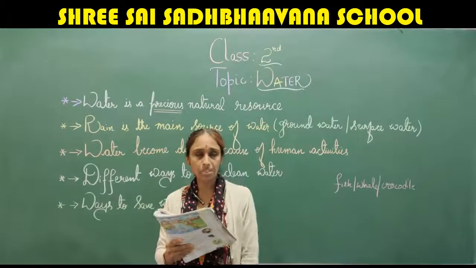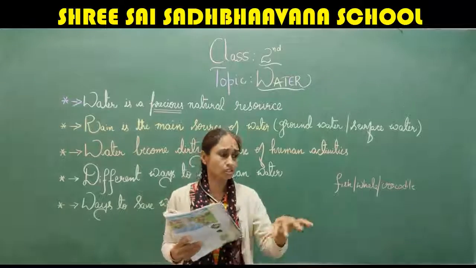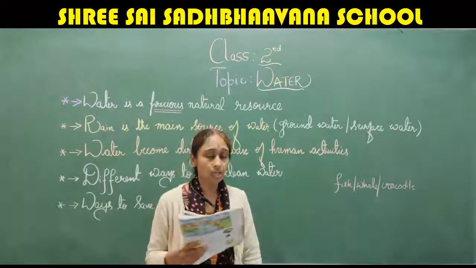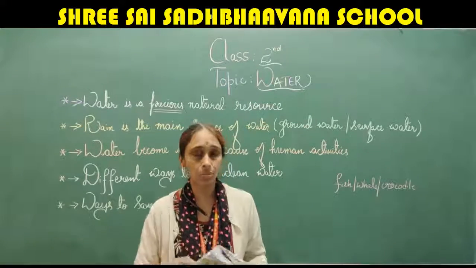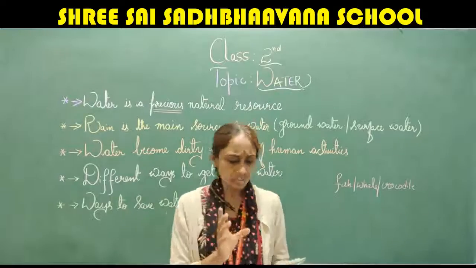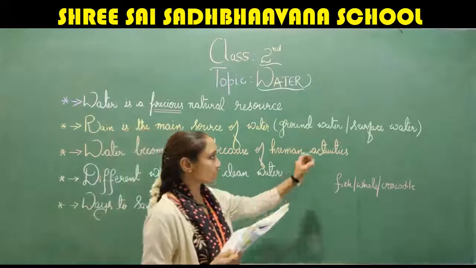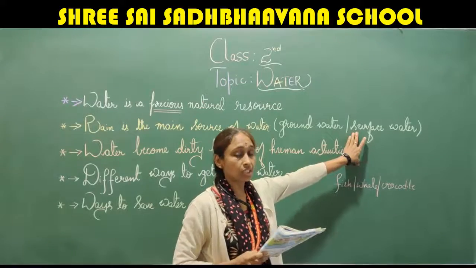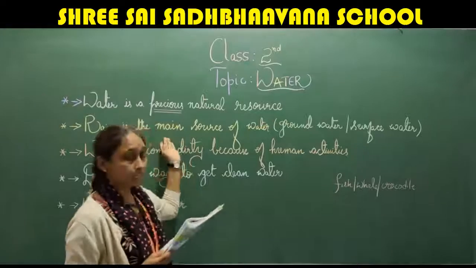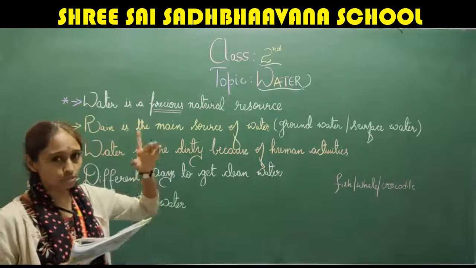Okay, so what happens when it rains heavily? However the rain may be, on the surface of the earth, water is accumulated or collected in ponds, lakes, rivers and seas. That kind of water that we get is called surface water. Of course, we get it from rain only. So in the beginning itself, I told you that rain is the main source of water.